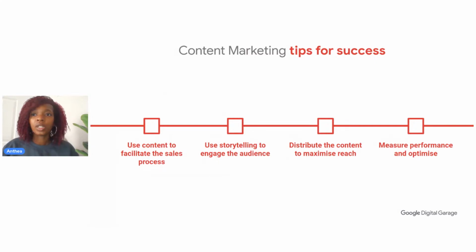So a few tips for success: use that content to facilitate that sales process, adding in answers to potential objections that might come in. Use storytelling, help them connect with your story or a story of your customer. And then distribute that content in different places in different ways to maximize your reach. And then again, measure your performance.